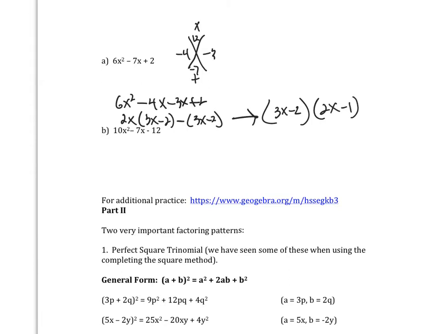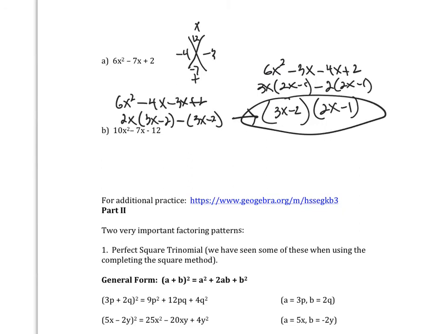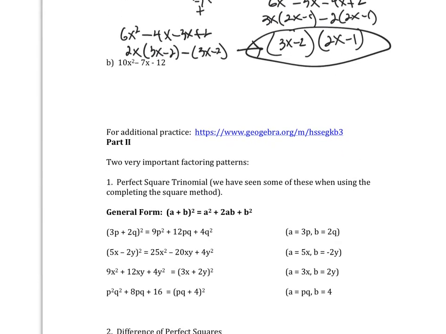Now notice if I had done it in the other order, minus 3x minus 4x plus 2, we're going to end up with 3x times 2x minus 1, minus 2 times 2x minus 1, and we end up with the same factorization of 3x minus 2 times 2x minus 1.